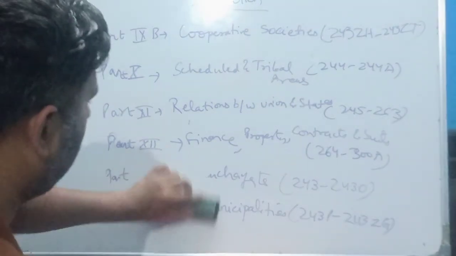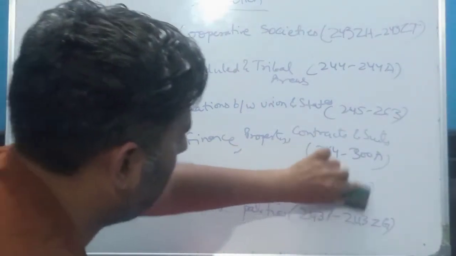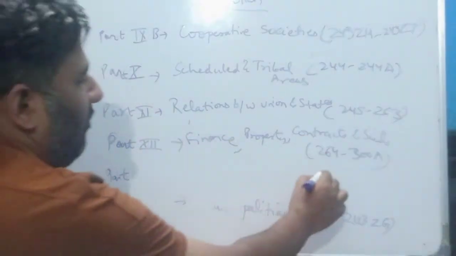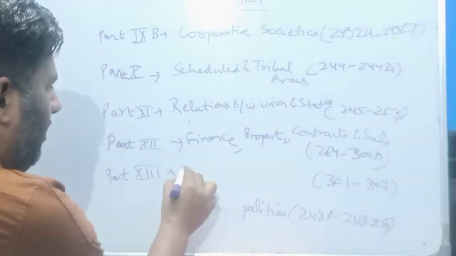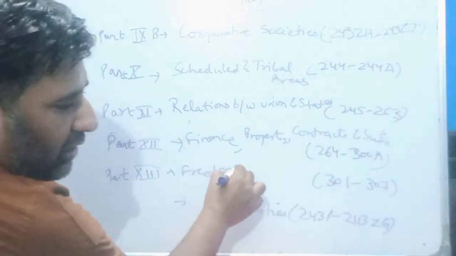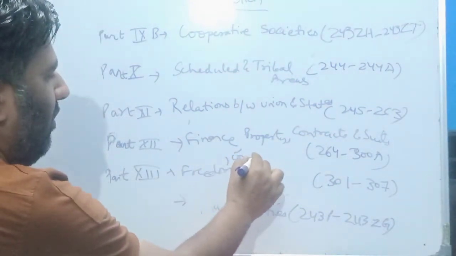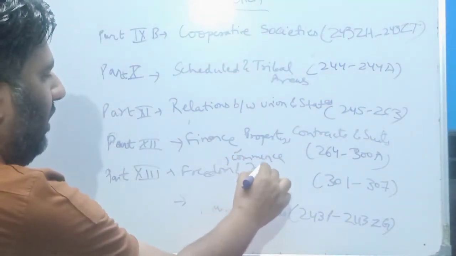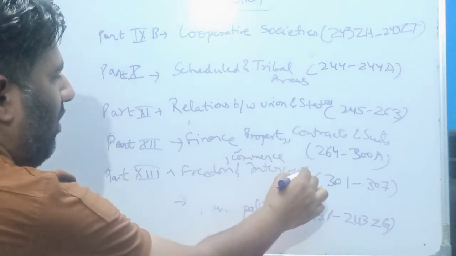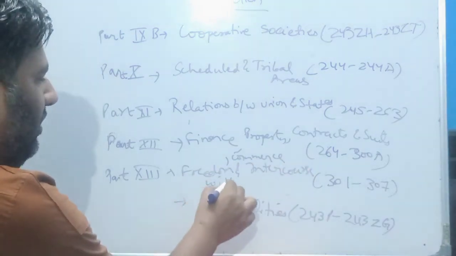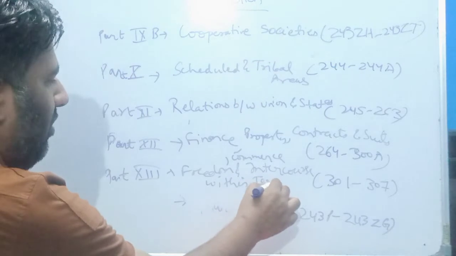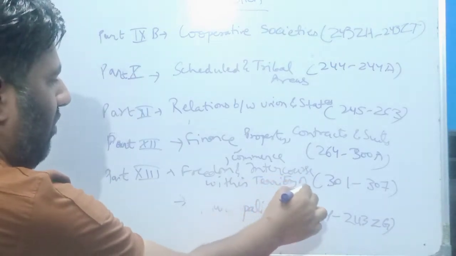Then we have part 13th, which is 301 to 307, freedom of commerce and intercourse within the territory of India.